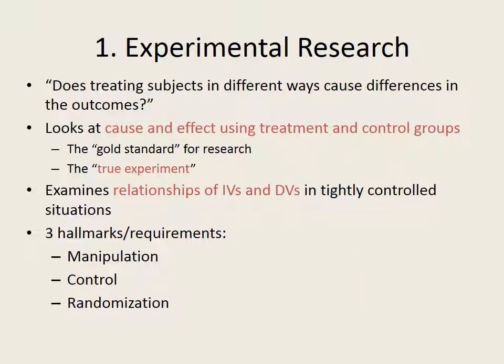So with experimental research, does treating subjects in different ways cause differences in the outcomes? Remember, we are trying to look at a relationship between the independent variable and the dependent variable. We're looking at cause and effect. So this is the gold standard for research. And that's what a true experiment is. So we have to have manipulation, and that's the intervention. We have to have a control group, and we have to have randomization. If we have all of those and they're in place, then we have a true experiment.